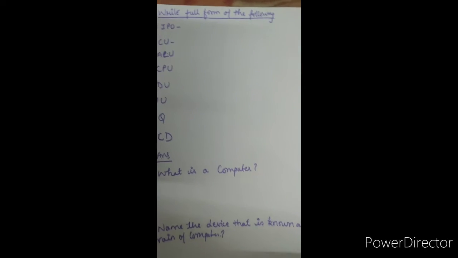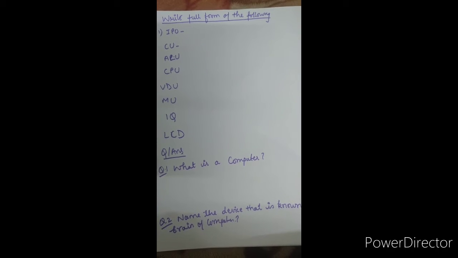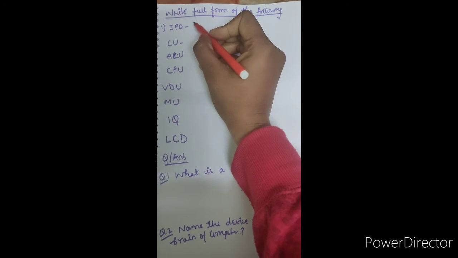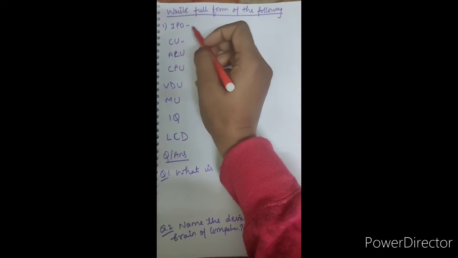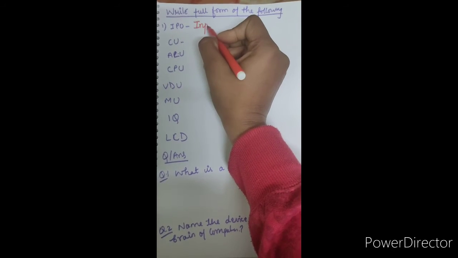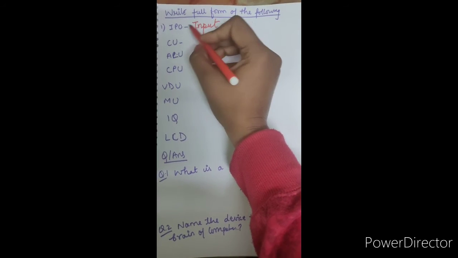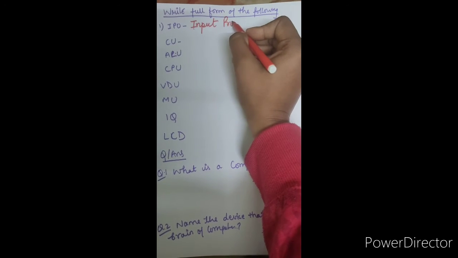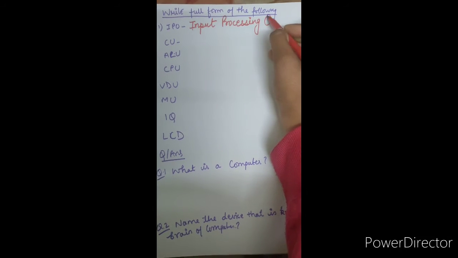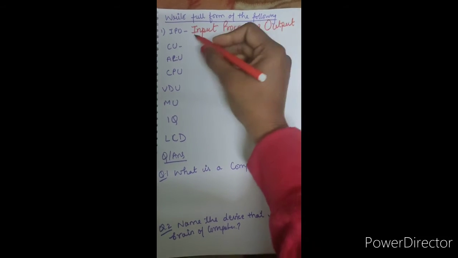Next is: write the full form of the following. IPO, input processing output. In the full form, the first I stands for input. The first alphabet is a capital letter. P is processing. Input, processing, output. O-U-T-P-U-T. The first alphabet of every full form will be capital.